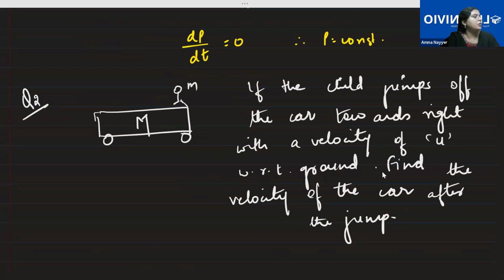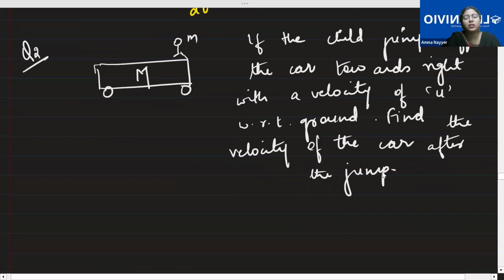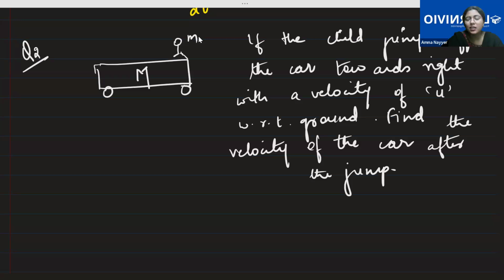Now, from the rotation part, we've already done a major portion of it, and we'll do the kinematics now directly. So, please revise circular motion today, before tomorrow's class. Now see, there's a car with mass M and a child with small m. This says that if the child jumps off the car towards the right with a velocity u, so he is jumping with a velocity u with respect to the ground. Find the velocity of the car after the jump, since the car will also recoil backwards.